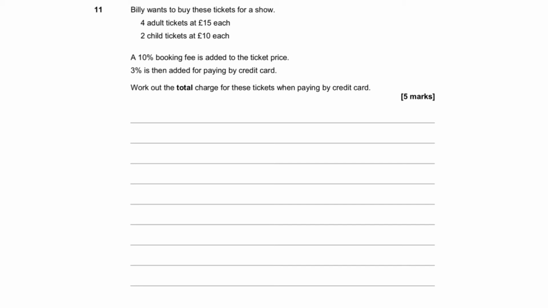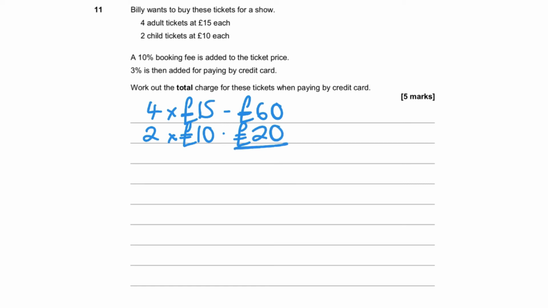So let's start by working out how much the tickets are on their own. So we've got 4 adult tickets at £15, so that's £60. We've got 2 children's tickets at £10, so we need to add on another £20. So our tickets total £80. So I'm going to put a little running total over here. So we've got £80 for just the tickets.